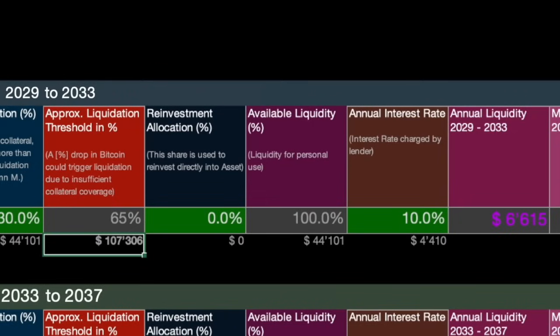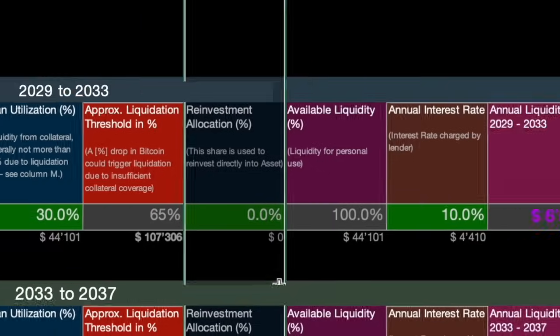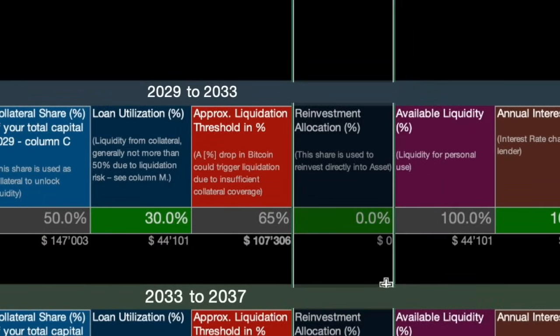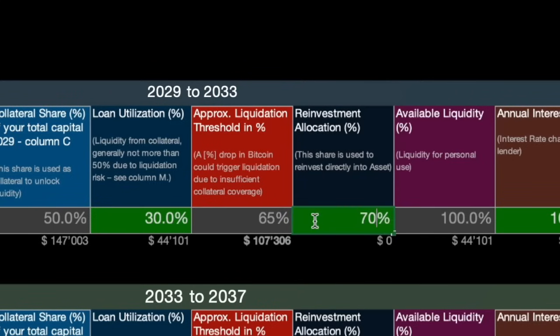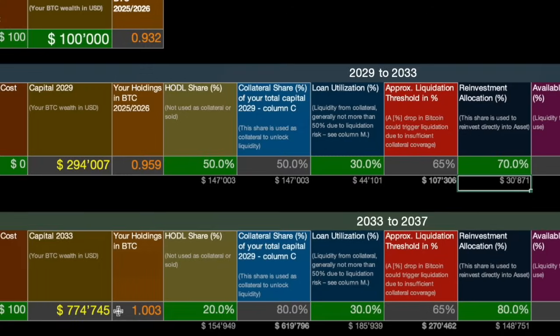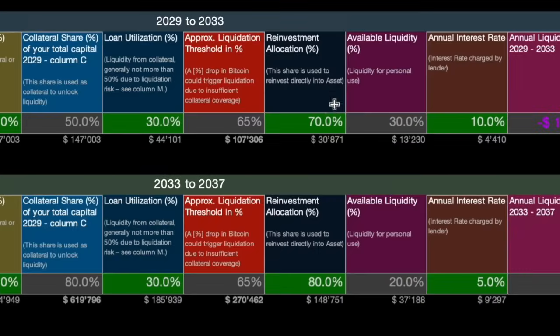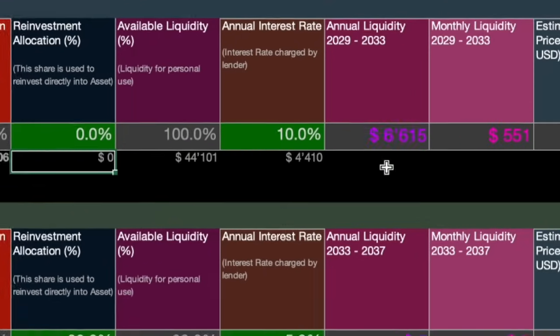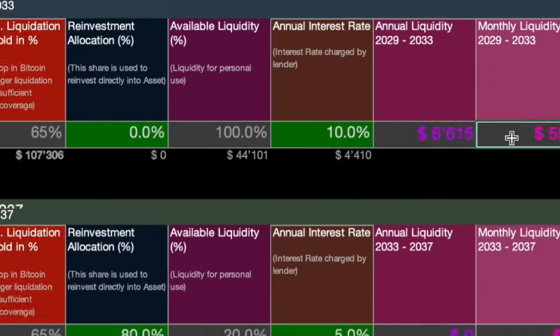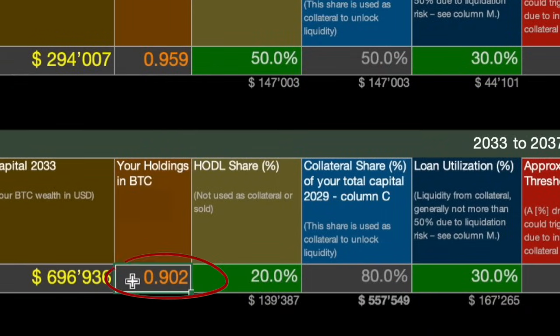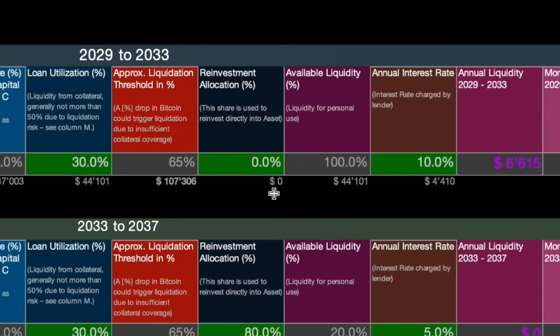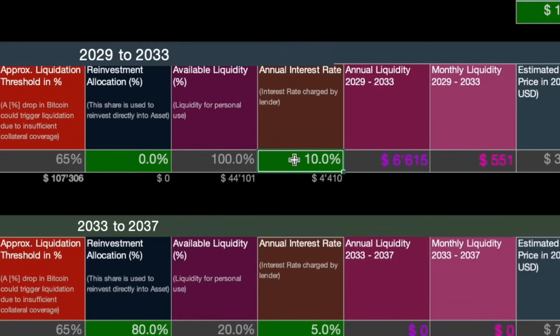You decide whether to reinvest a portion of the liquidity back into Bitcoin. That means, in effect, using a small leverage, similar to what Michael Saylor does with Strategy. If you reinvest, say, 70%, your Bitcoin holdings in the next cycle will increase, as you can see here. If you leave it at 0%, you'll have more liquidity available, but your Bitcoin position will grow more slowly. Next, you enter the interest rate your lender charges. Platforms like Firefish currently range between 5% and 14%, but this value is adjustable.